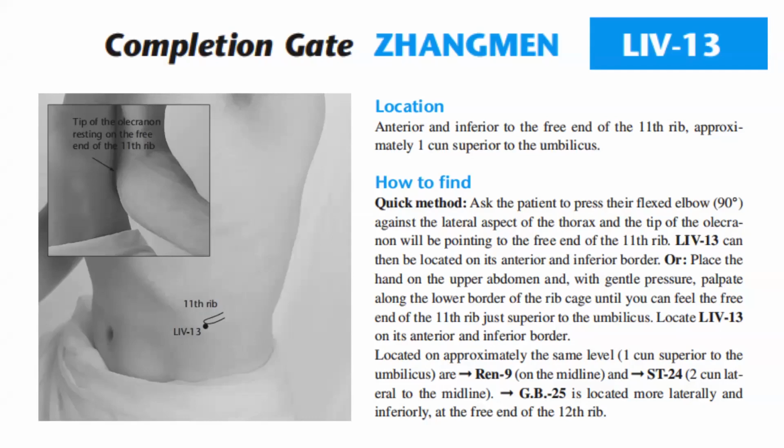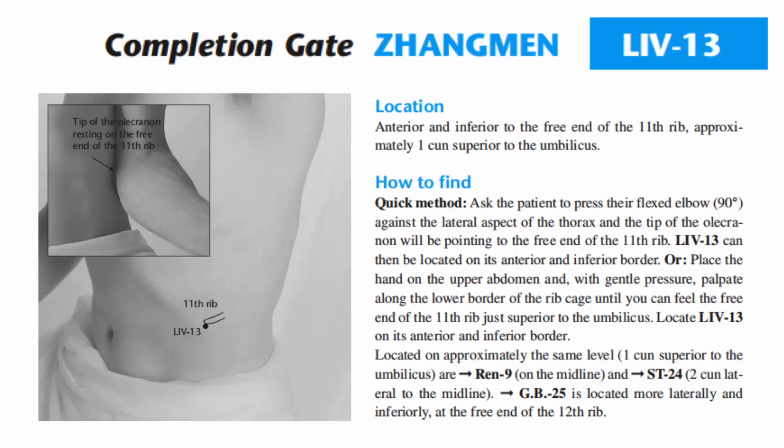Or place the hand on the upper abdomen and, with gentle pressure, palpate along the lower border of the rib cage until you can feel the free end of the 11th rib just superior to the umbilicus. Locate Liver 13 on its anterior and inferior border.